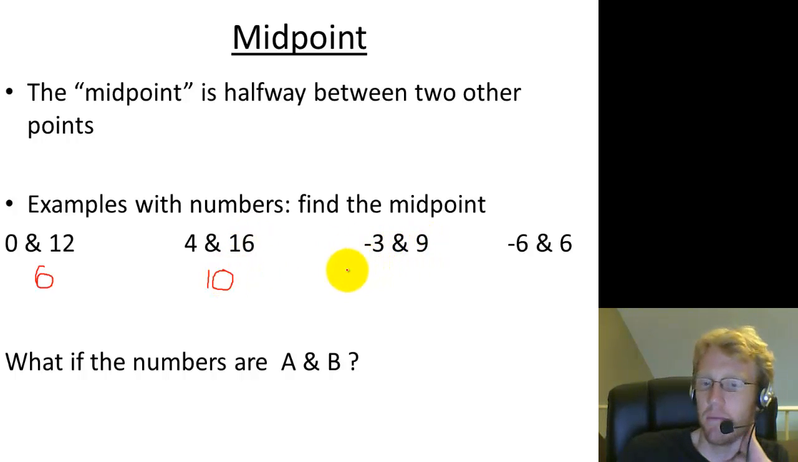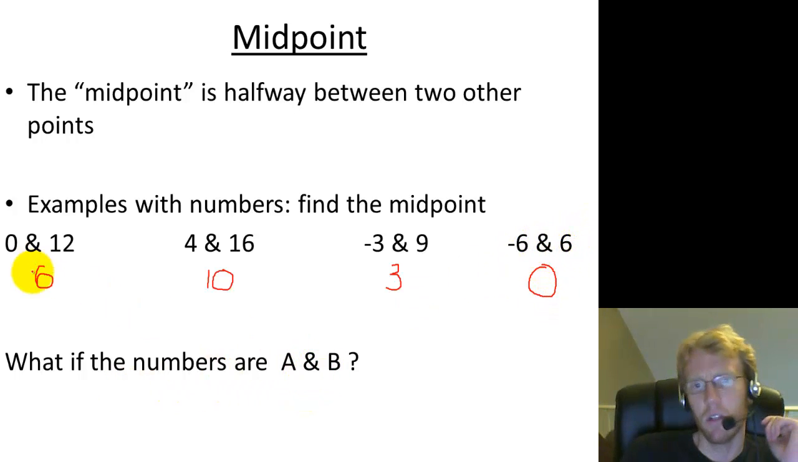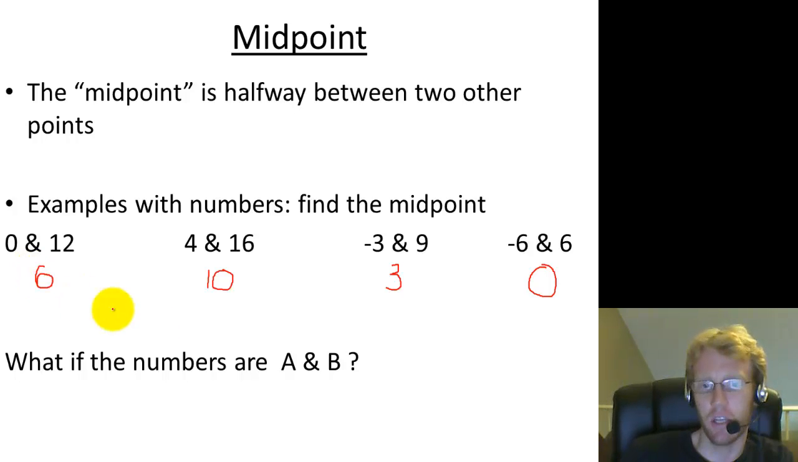Try that one in your head. The answer is 3, because it's up 6 and then down 6. And how about halfway between negative 6 and positive 6? That one I hope is easy to see. It's 0, halfway between positive and negative. So what if the numbers were a and b? Well, if they're not numbers, yikes, now you have to think about a pattern instead of thinking about just numbers.